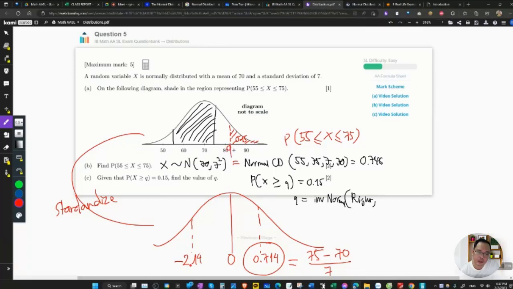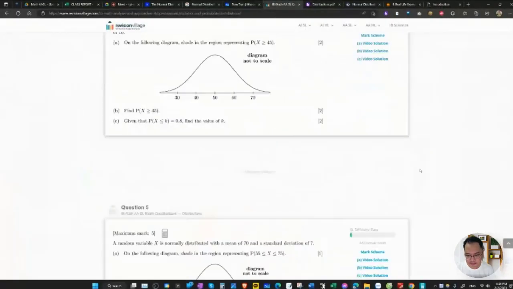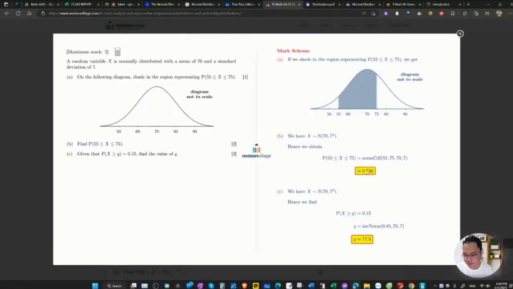The area is 15%, meaning 0.15. And 77.3. Yeah, it's correct.